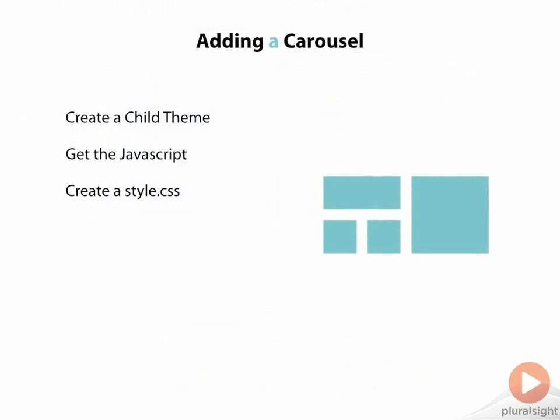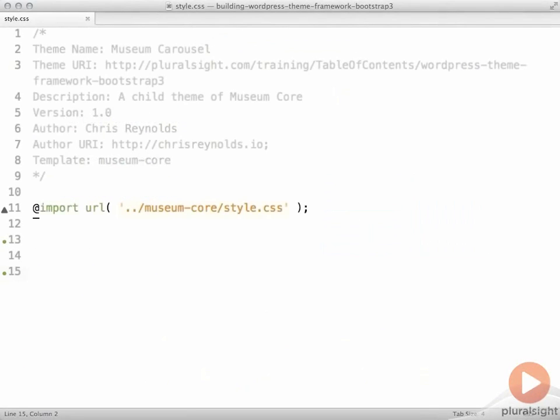For my child theme to be seen by WordPress, I need to create a style.css. This style sheet is just going to import the style sheet from Museum Core and set that to be the parent theme and the template parameter in the theme header.